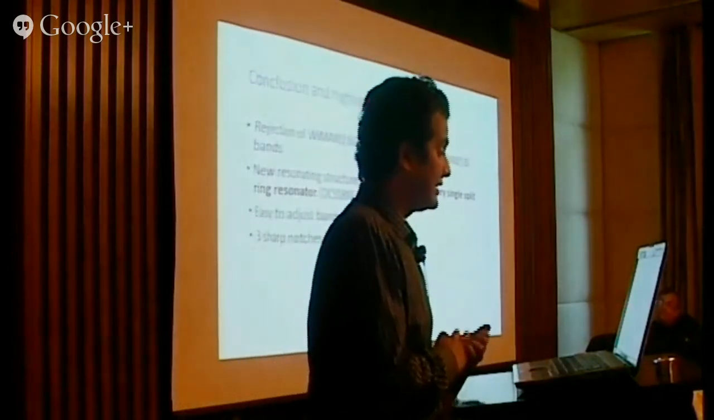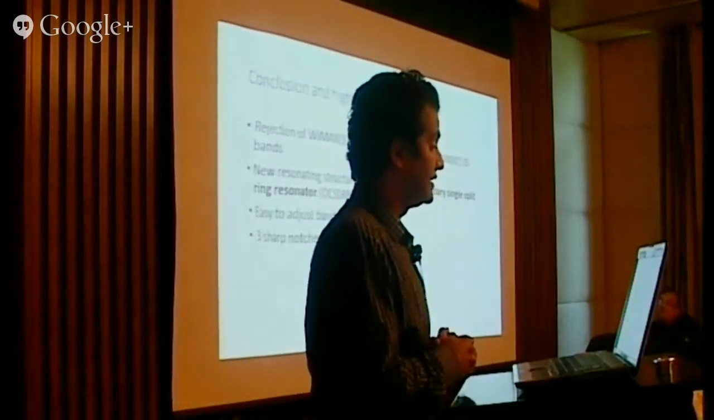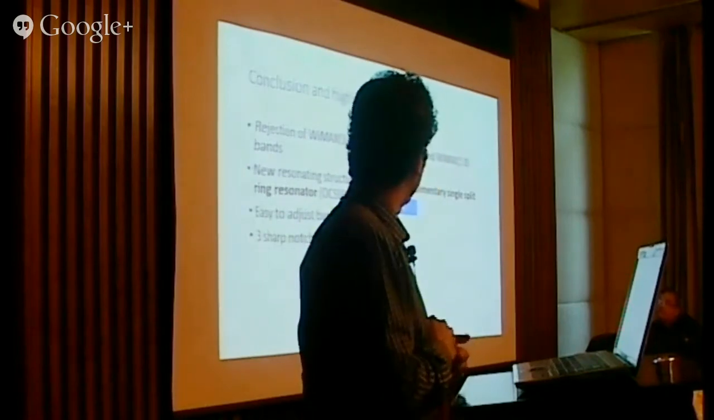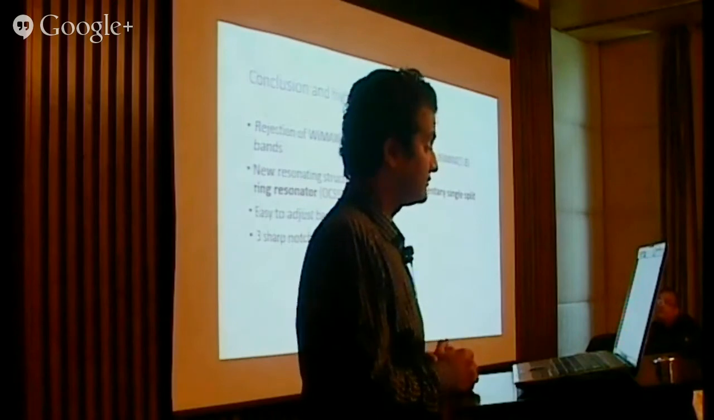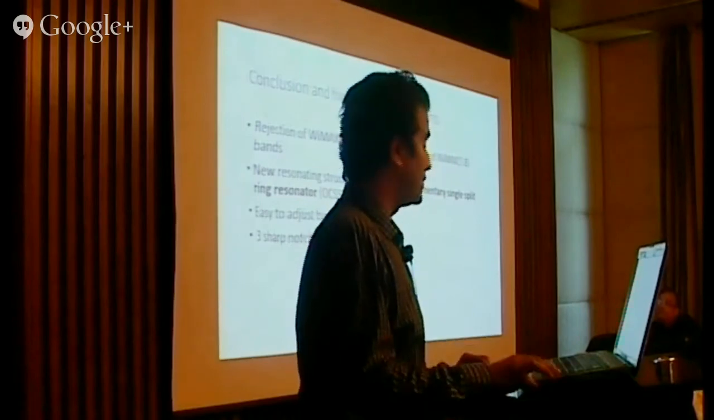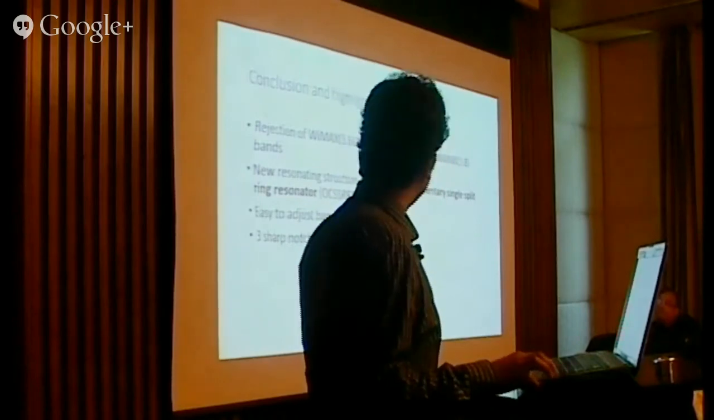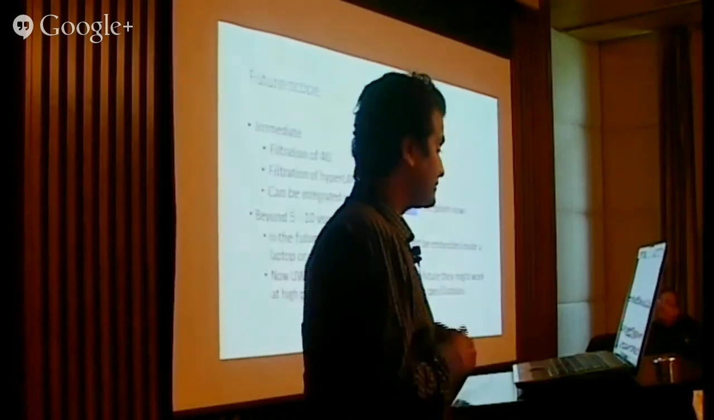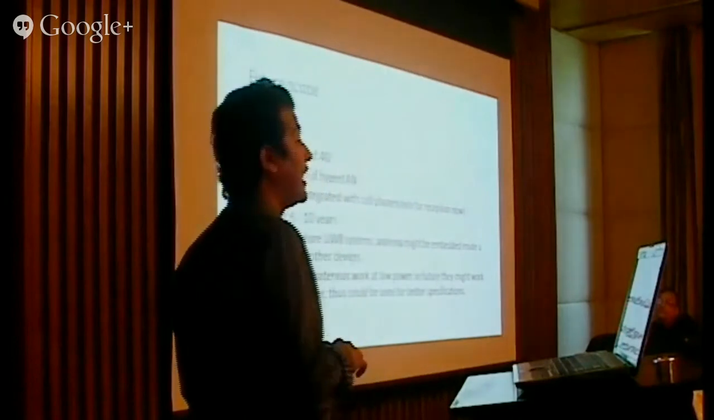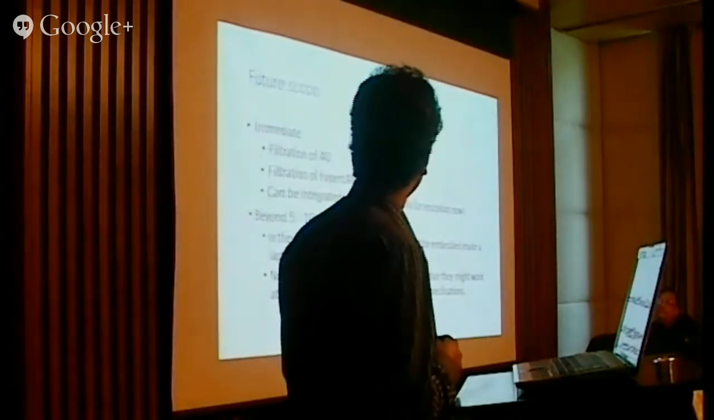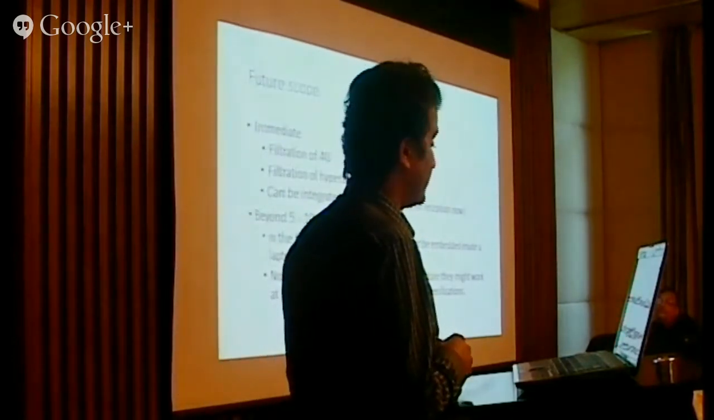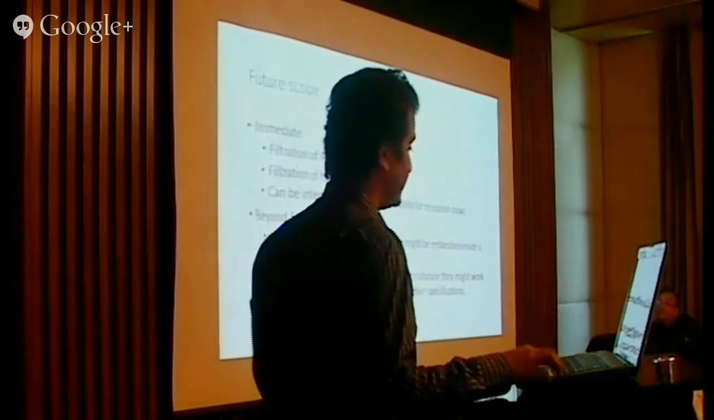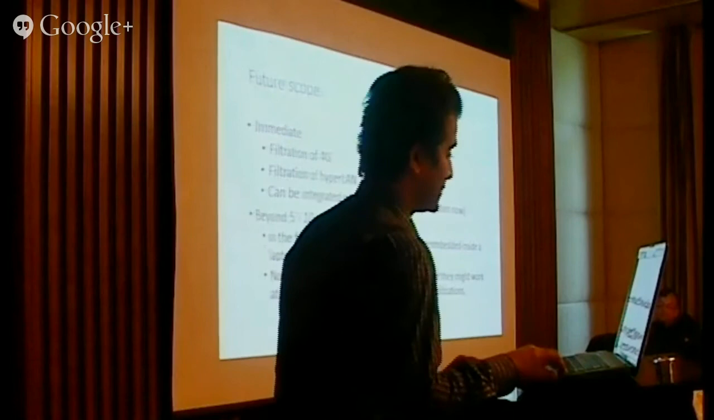Conclusions. As I said, the rejection of frequencies is achieved at these bands. This is a good resonating structure, with three sharp notches and the flexibility that we can adjust to other frequencies. Right now, we do not have very high power applications in the antennas. So within a few years, we will be having that, and we will be able to fabricate with the lab options.